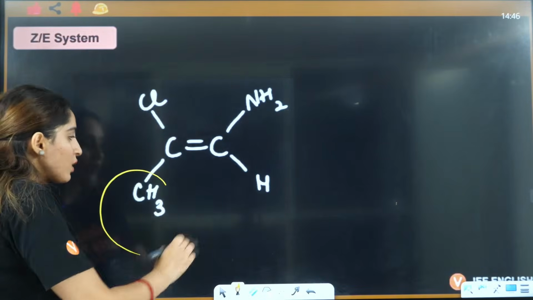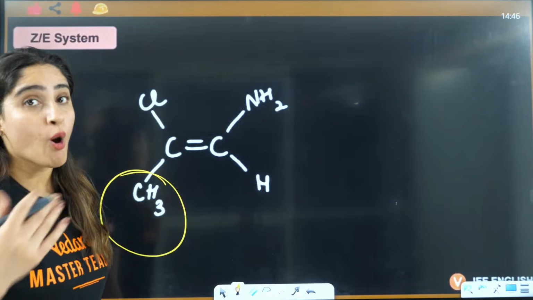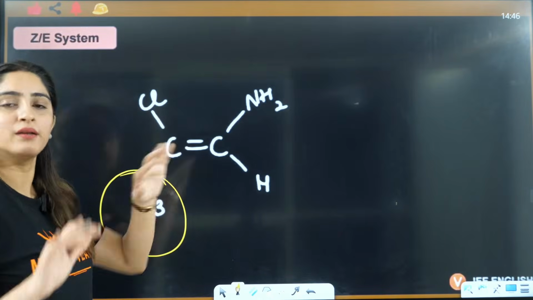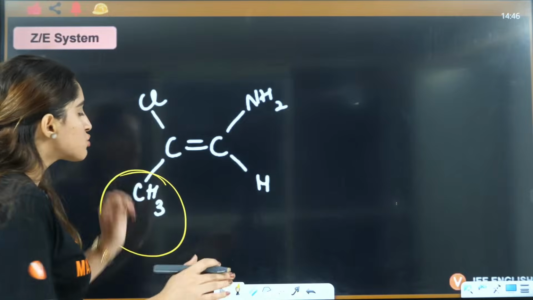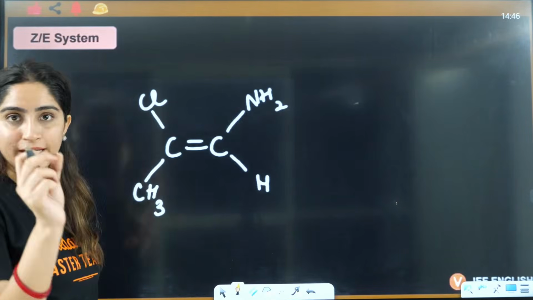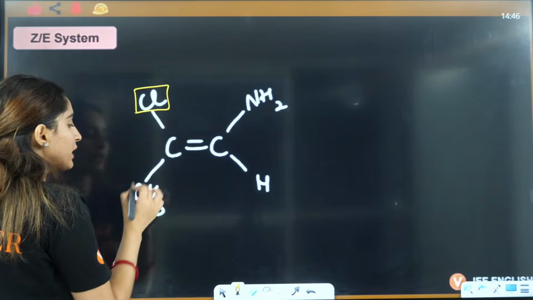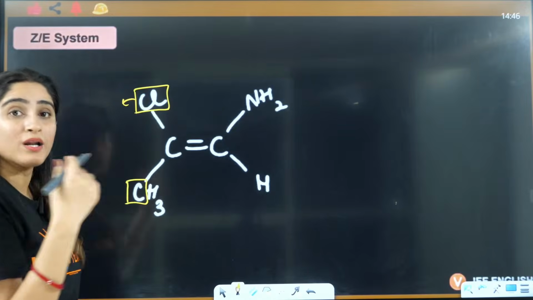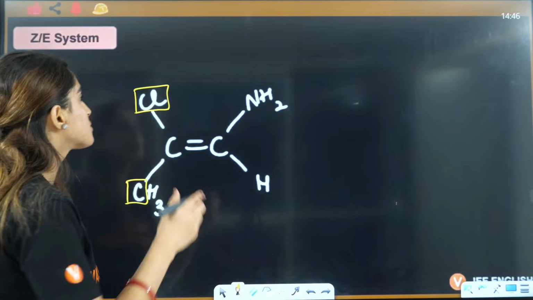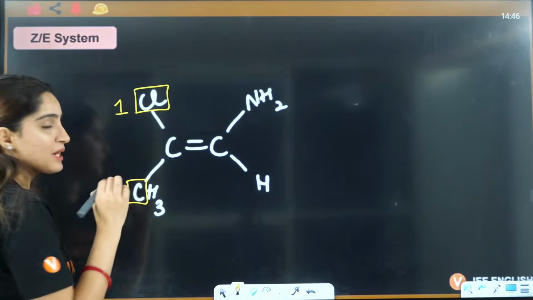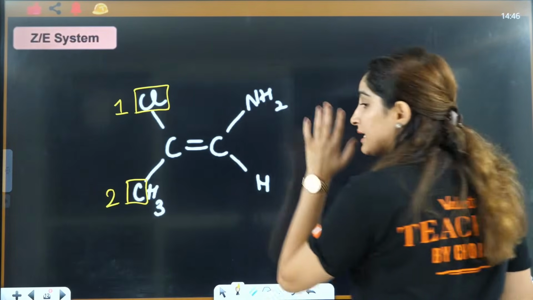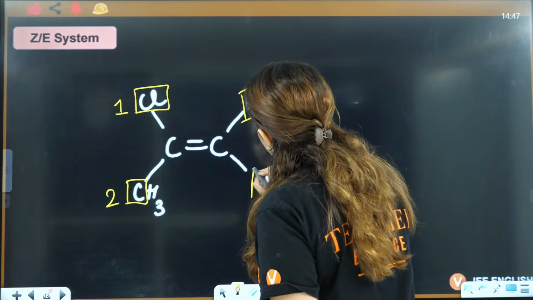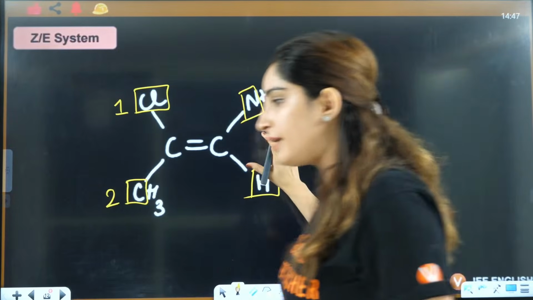Even if this whole group of atoms has more atomic number or atomic mass as compared to this one, you have nothing to do with that. You just talk about the first atom that you meet. Here the first atom that you meet is chlorine. Here first atom that you meet is carbon. This chlorine has more atomic number as compared to carbon. So that is why this will have first priority, this will have second priority. Now if you see this here, this is nitrogen, this is hydrogen. Here you will meet nitrogen, here you will meet hydrogen. Okay, both are different, right?